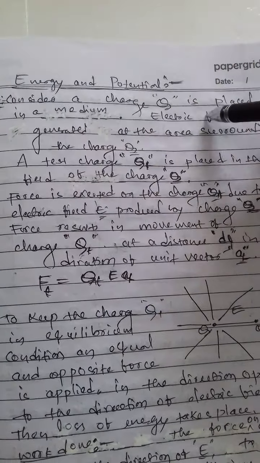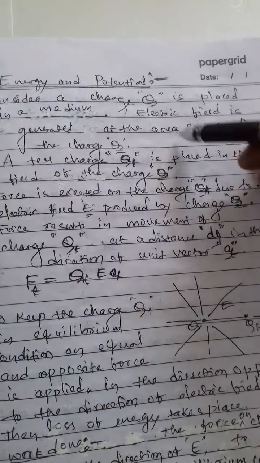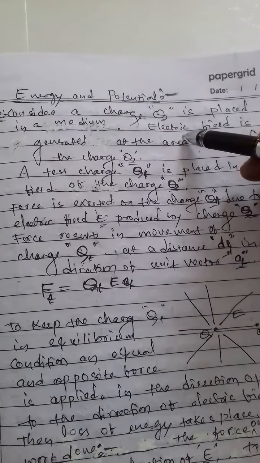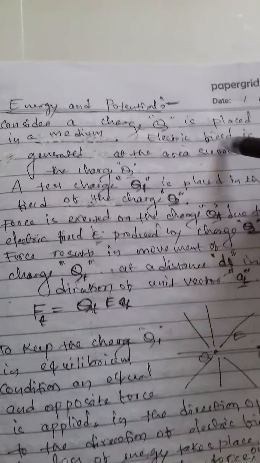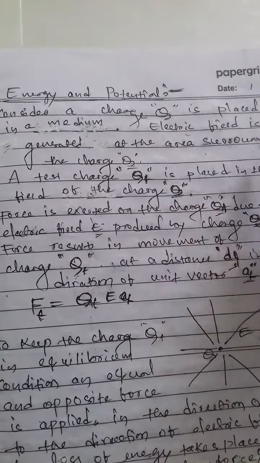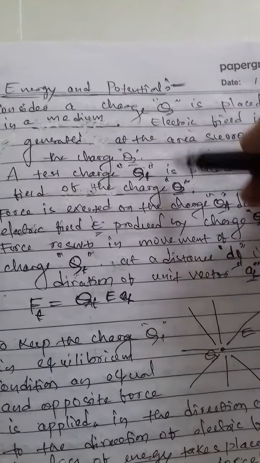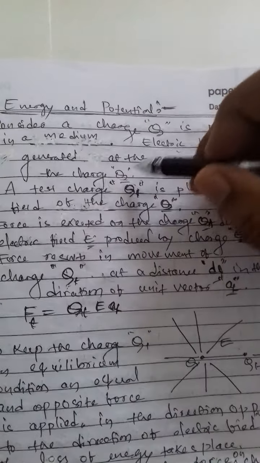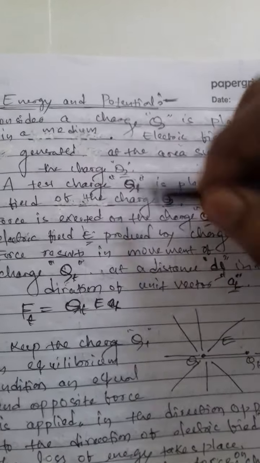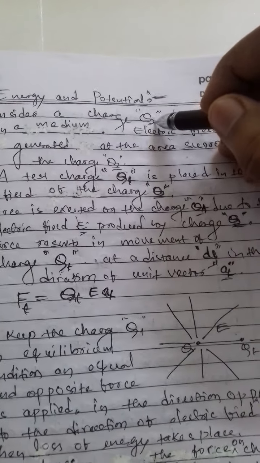Consider a charge Q placed in a medium. Then an electric field is generated in the area surrounding the charge Q. That is, in a certain region there is a presence of the electric field surrounding this charge Q.